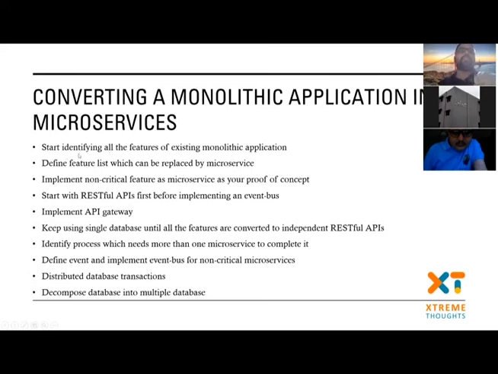First is to start identifying all the features of the existing monolithic application. So whatever application you have, identify all the features and list them out. Now define the feature list which can be replaced by microservices. So now pick some of the features which are common in nature and can be easily and independently moved from this application to microservices. So you first define these feature sets.